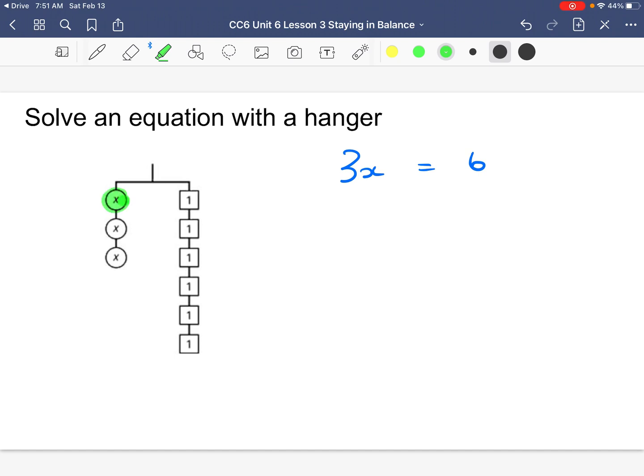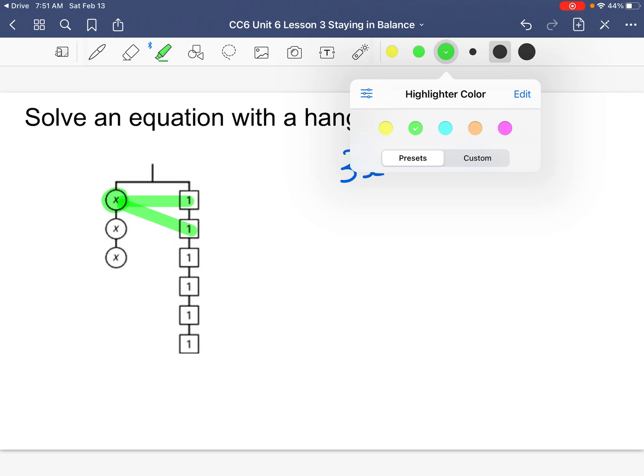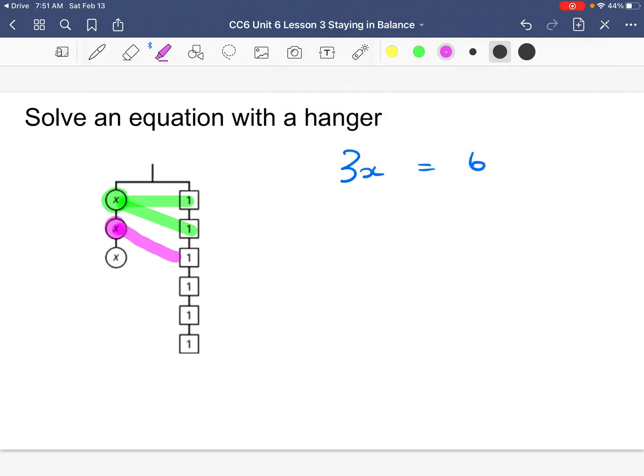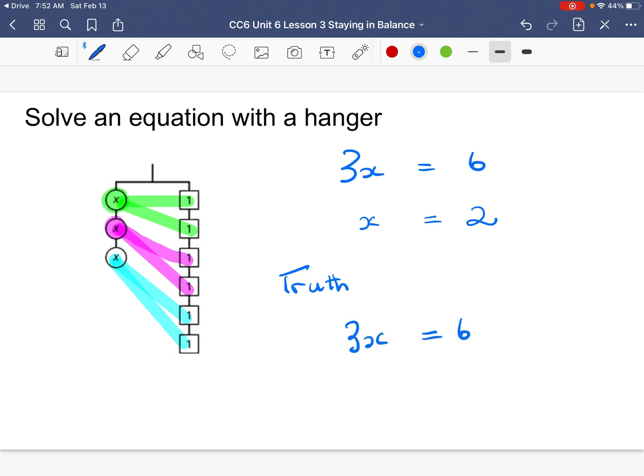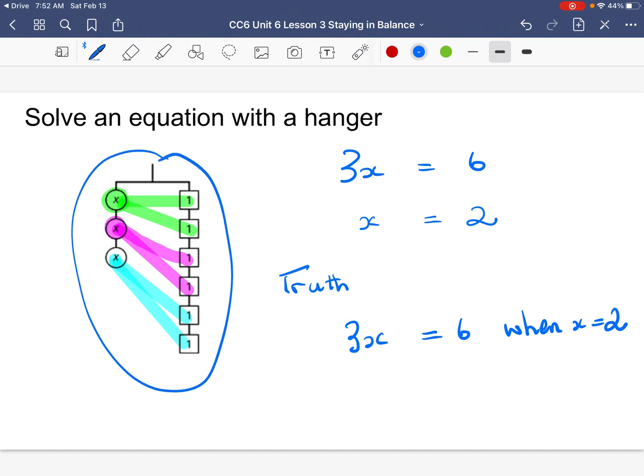So here we have an x. I'm going to start with this x and match it here and here. So each x matches to 2 ones, so the solution to the equation is x equals 2. And we can say, when we talk about truth in equations, that 3x is equal to 6 when x is equal to 2 in this hanger that we're shown here. 3x equals 6 when x equals 2.